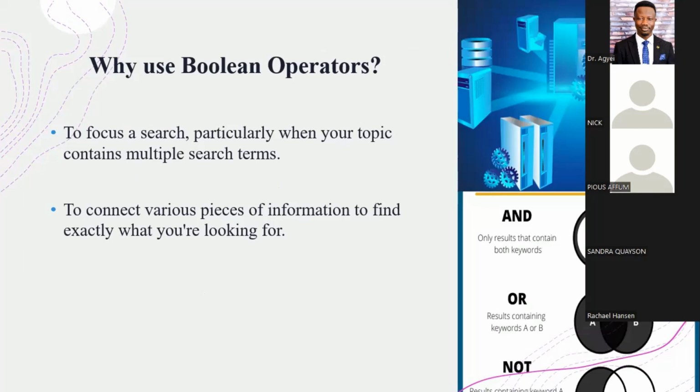So why use Boolean operators? It focuses search, particularly when your topic contains multiple search terms, and it connects various pieces of information to find exactly what you are looking for.